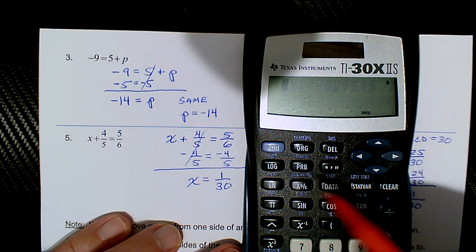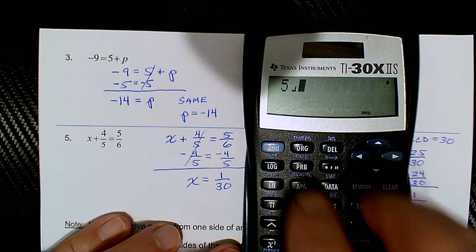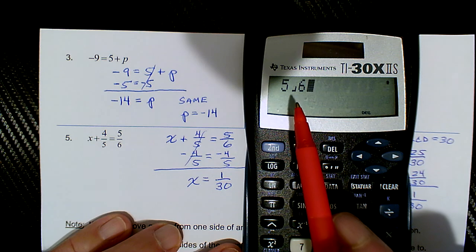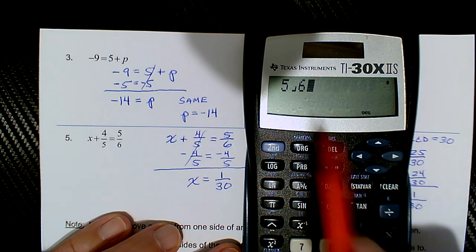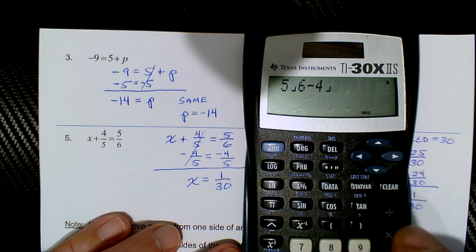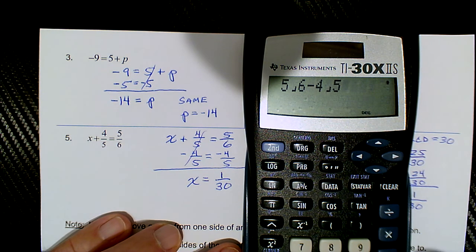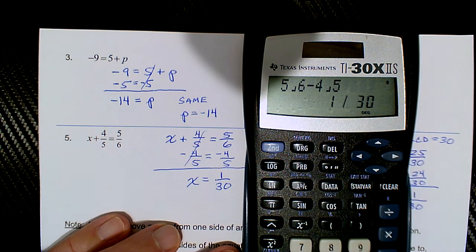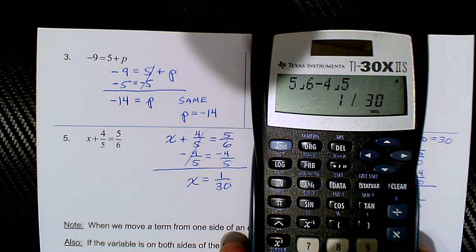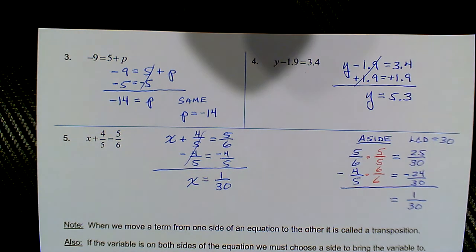And all you have to do is type in 5, hit that key, 6, that's 5/6. Remember, the fraction calculator uses that little backwards L to indicate a fraction bar. And then we're just simply subtracting 4/5, so 4, fraction key, 5, and press equals. And it does all that work for us and gives us the answer of 1/30. So again, if you haven't purchased this calculator, I would strongly encourage you to do so.